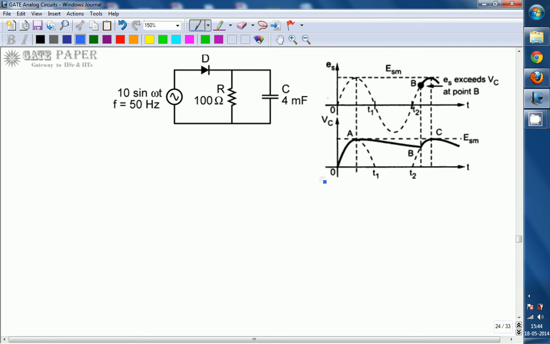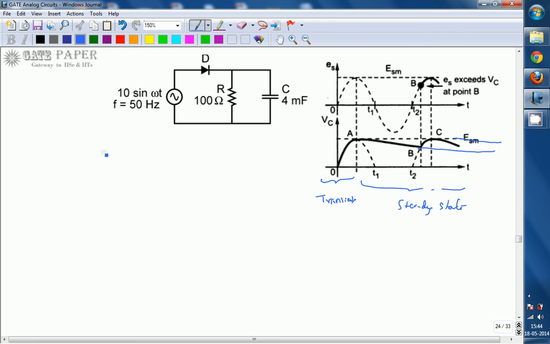This is the transient, which you get only for the first quarter cycle. And this will be treated as steady state. So during steady state you will get only this waveform.